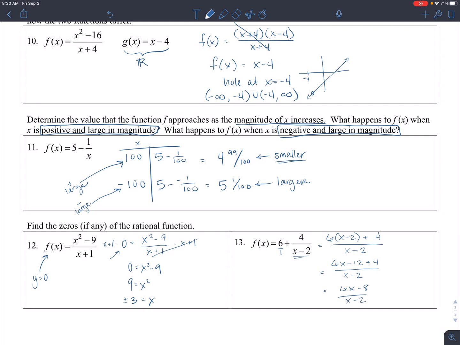And then at this point, we set it equal to 0, and we'll get 0 equals 6x minus 8, or 8/6 equals x, which is 4/3 equals x. That is our zero.